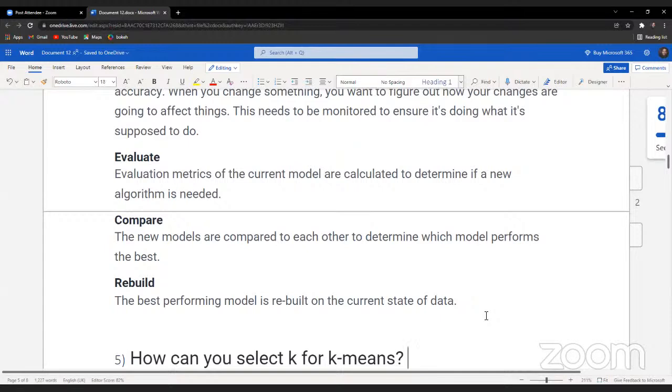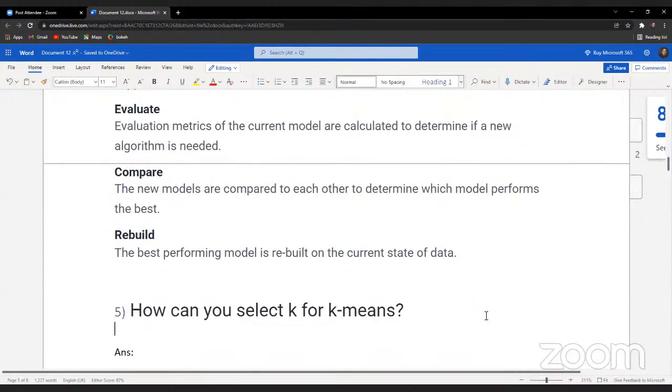Jumping to the next one, how can you select K for K-means? What is the process to be followed to select K for K-means? I'll be giving you a minute. If anyone knows the answer, please ping in the chat box. I would like to see those replies and we'll discuss the answer in a minute.